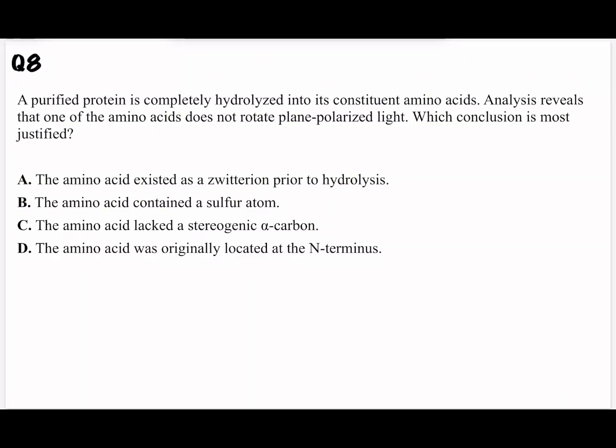All right, so let's move on to question 8. Question 8 reads, a purified protein is completely hydrolyzed into its constituent amino acids. Just to draw a picture for ourselves, we have some sort of polypeptide and it's being turned into its constituent amino acids. So you're going from a polypeptide to multiple single amino acids. Analysis reveals that one of the amino acids does not rotate plane polarized light.